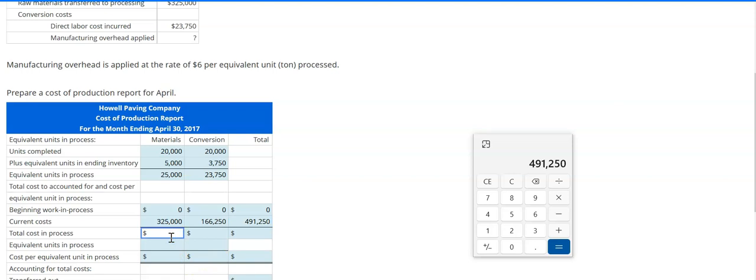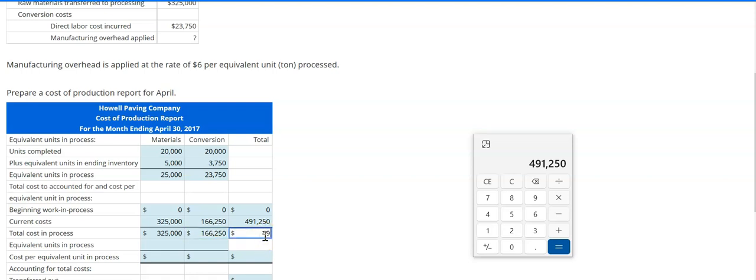Okay. So total cost in process, normally if we had a beginning work in process, we would actually be adding some numbers, and we technically are. We're adding all of these numbers to 0. So all we have to do is drop these down. Normally you wouldn't have the same answers here in these boxes, but because we didn't have any beginning inventory, it's the same thing.